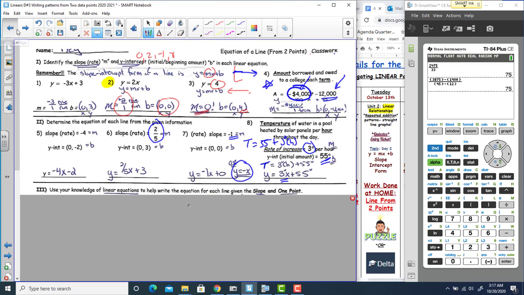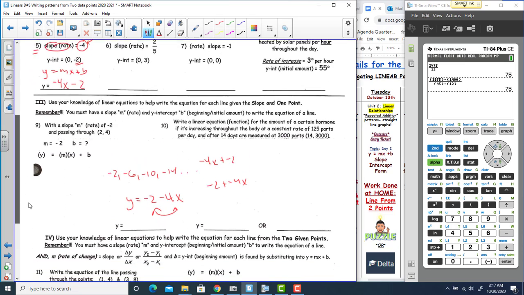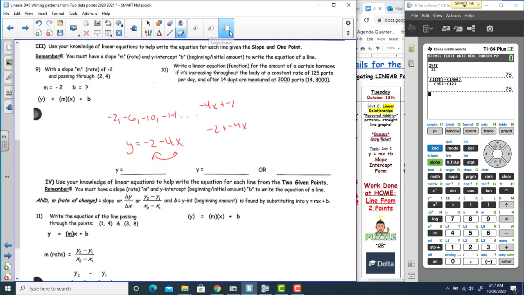So let's take a look at Roman numeral 3, and I'm going to have to do that one with you. I often assign this to students as part of the do now, but I know that they're struggling to get in a good routine, so we can do it together.